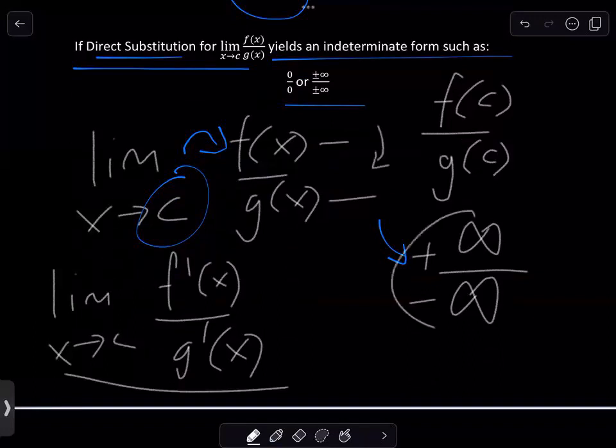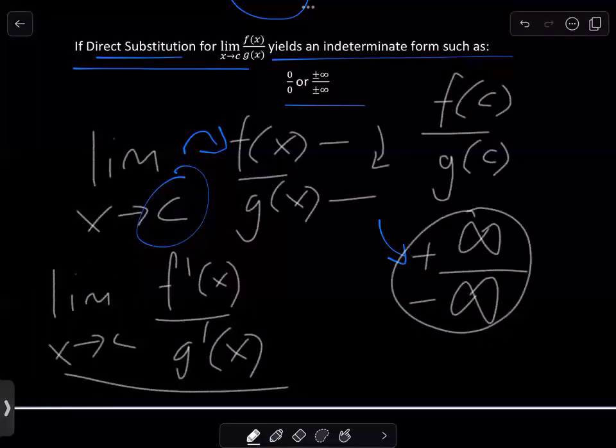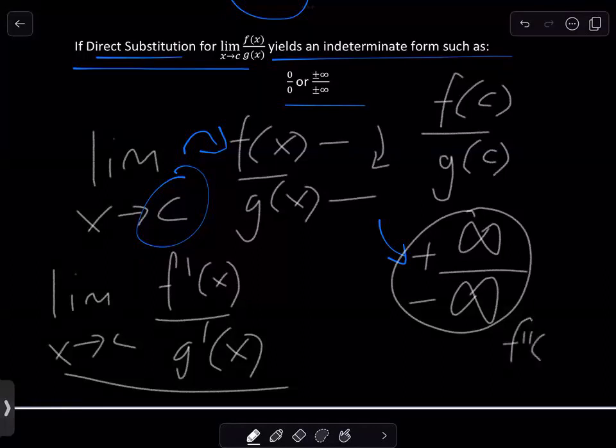If you still get an indeterminate form, then you keep using Bernoulli's rule. So then you would get f double prime of x and g double prime of x. And then hopefully, when you do direct substitution again, you get a valid answer. So that's all Bernoulli's rule is stating: if you have an indeterminate form, differentiate the numerator, differentiate the denominator, and then try direct substitution there. So let's see this in action in an example.